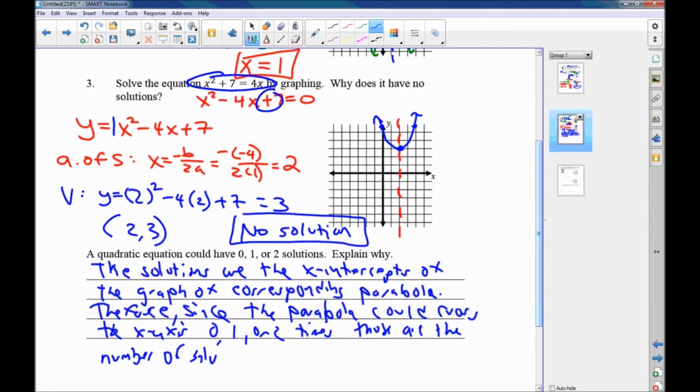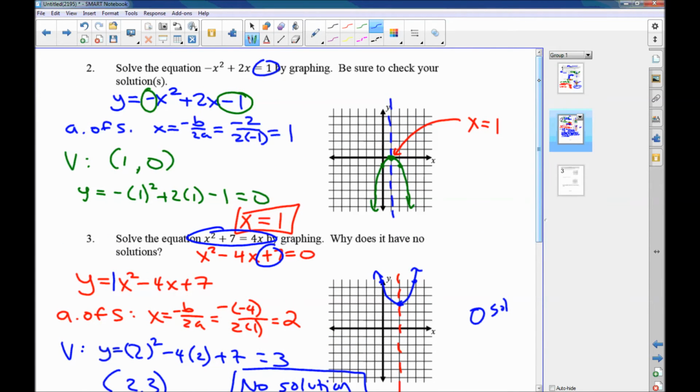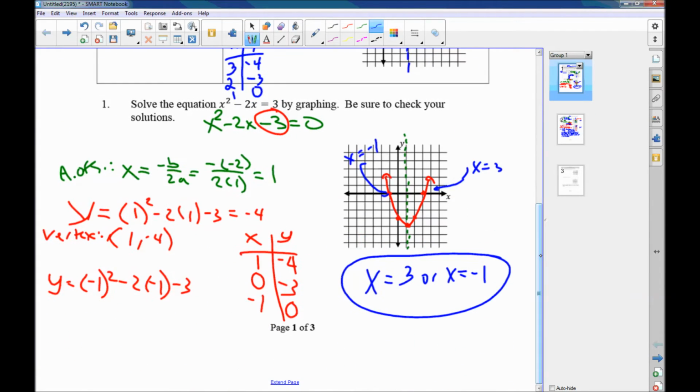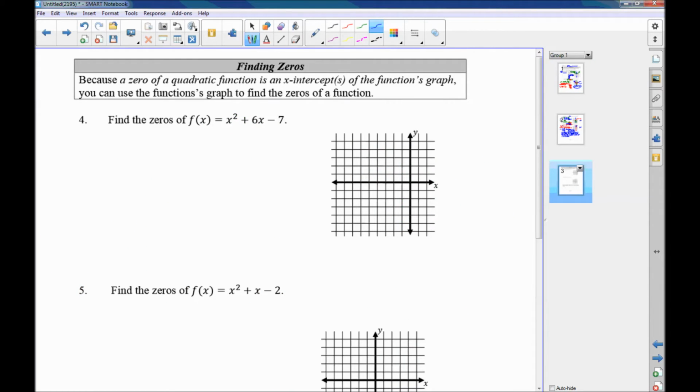And we saw all possibilities in our last 3 examples. So in number 3, we had 0 solutions. In number 2, we had 1 solution. And back here in number 1 down here, we had 2 solutions. Okay? All right, that concludes page 2. Let's flip it over and see what we have for page 3.